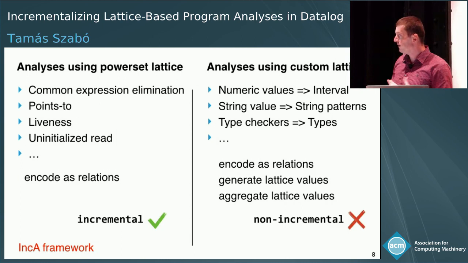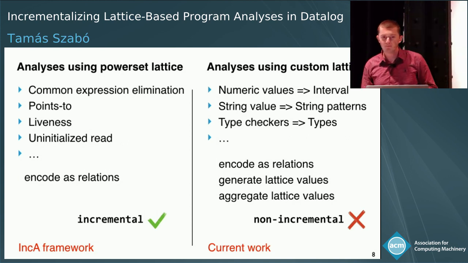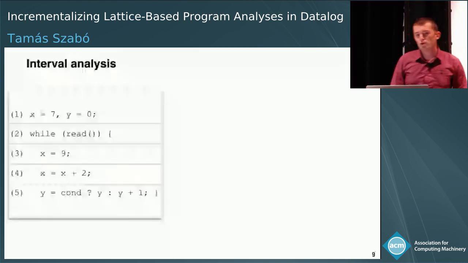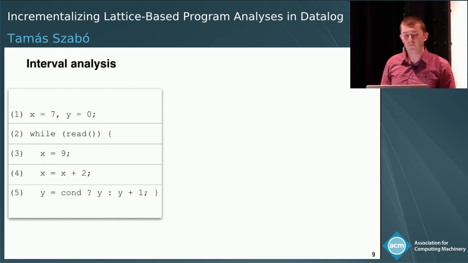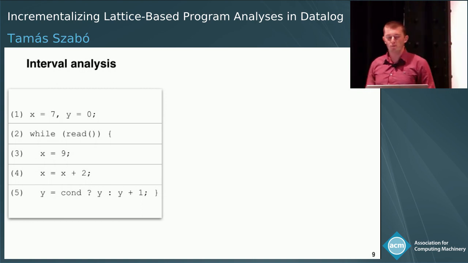Now the problem is that prior work could not incrementalize these analyses, and this is the topic of the current work. So I would like to show you a concrete example. I'm going to use the interval analysis. Essentially, you see here a code snippet which has a loop inside. So we want to reason about what the potential value ranges for the variables are. So we would like to ask questions, like what is the value range for the variable y at the loop head, for example?